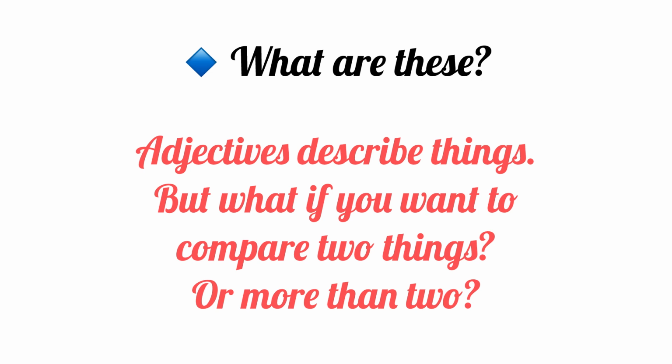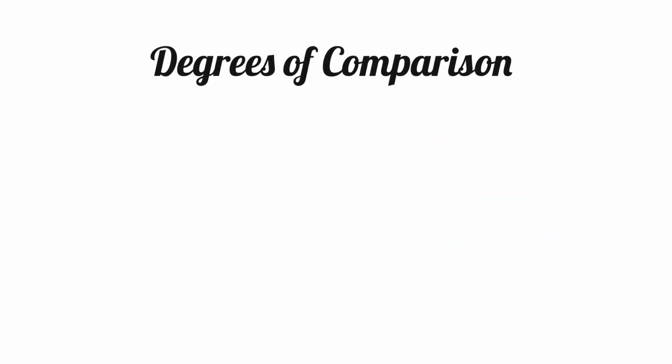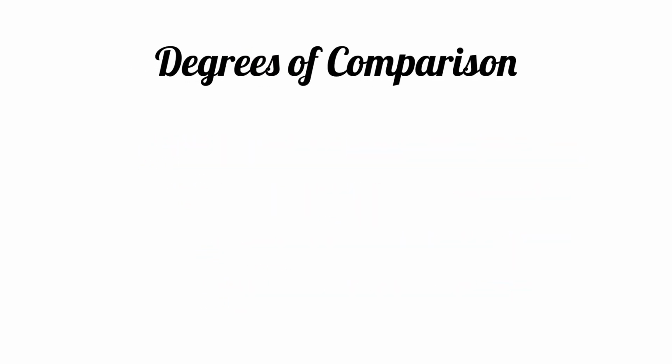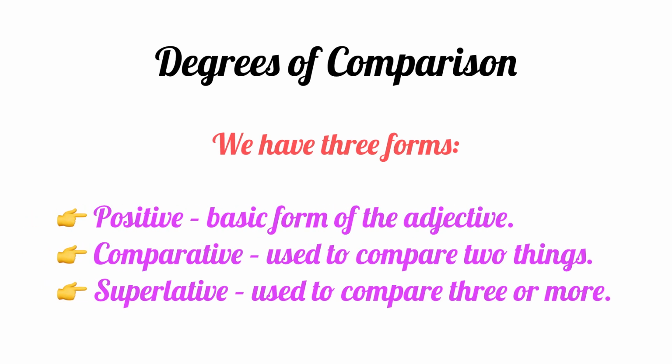Well, adjectives describe things. But what if you want to compare two things? Or more than two? That's where degrees of comparison come in. We have three forms: positive, the basic form of the adjective; comparative, used to compare two things; superlative, used to compare three or more.